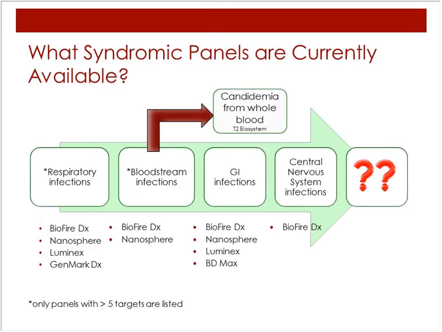So this slide here just currently summarizes the panels that are available that are FDA cleared from different companies. So basically we started off with the respiratory infections, followed by bloodstream, GI, and then the central nervous system infections. And as you can see, BioFire has been very successful at implementing these type of panels for a variety of different syndromes, including the gastrointestinal panel.